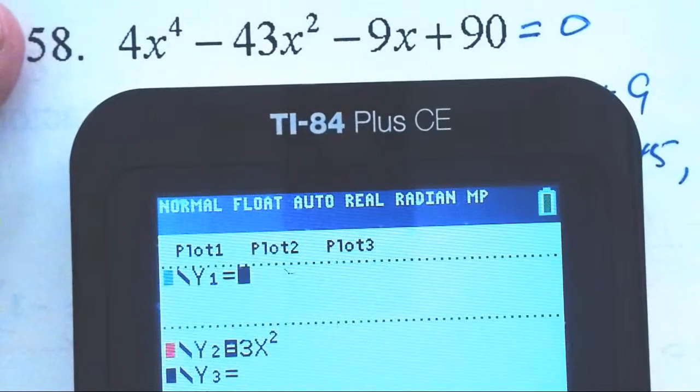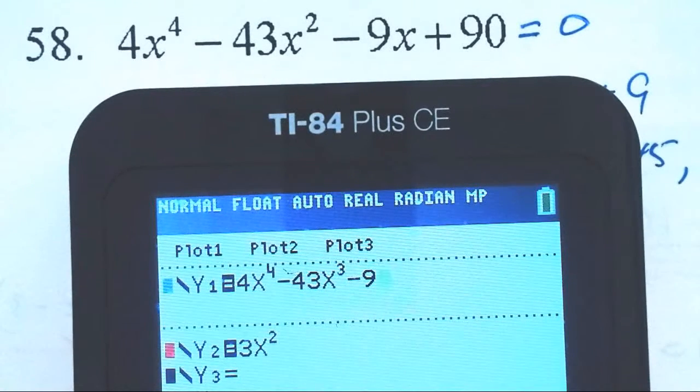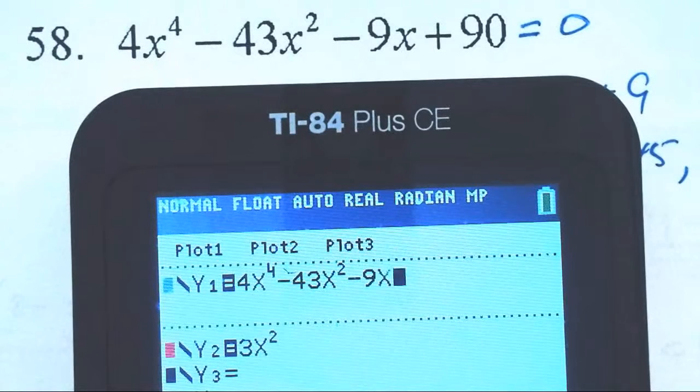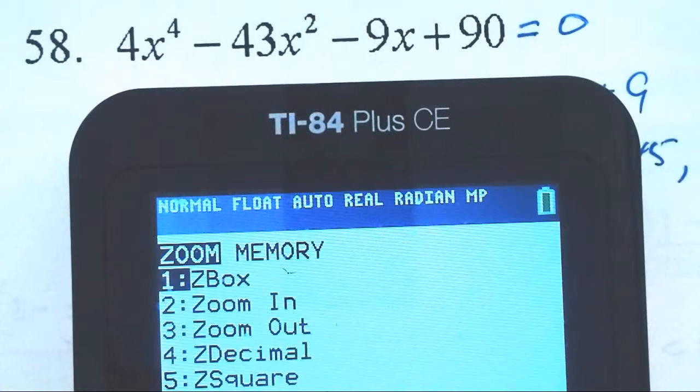So we've got 4x to the 4th. Bump it over. Minus 43x to the 3rd. Bump it over. Minus 9x. Ooh, let's go back here because this is just a squared. Minus 9x plus 90. And I'm going to zoom. I'm just going to graph that in zoom standard. Zoom standard is 6, zoom 6.